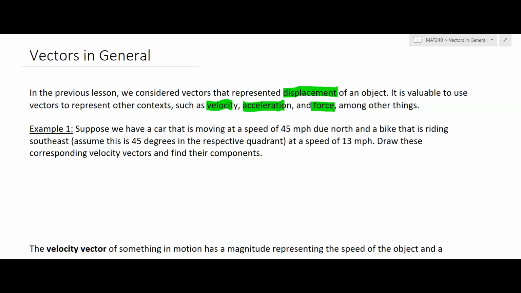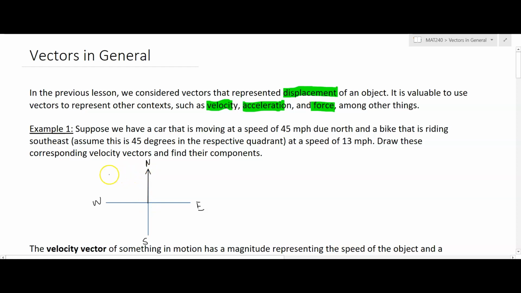So the first thing that we want to do is try to represent this graphically, as it's often easier to think about vectors when they are visualized. If we represent north, east, south, and west as the four cardinal directions, we have a car that's moving at a speed of 45 miles per hour due north. That vector is going to be pointing straight up vertically from the origin. That's just one way we can represent it. We could put that vector anywhere we want, provided that it points upwards and it has a length of 45 miles per hour.